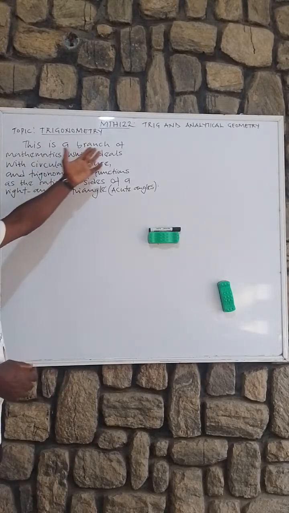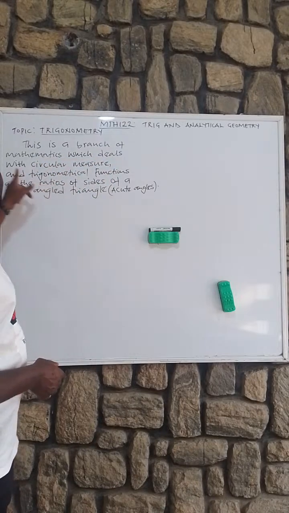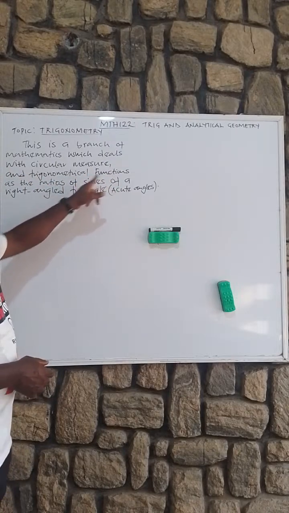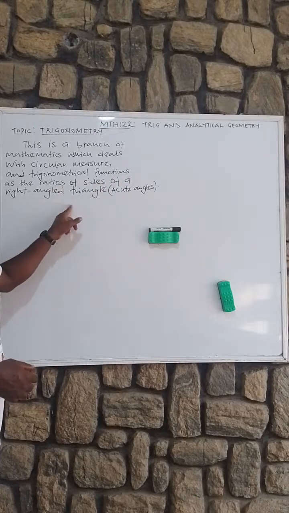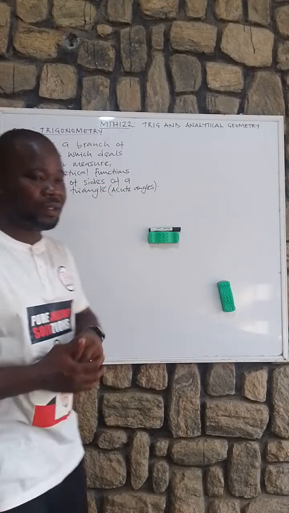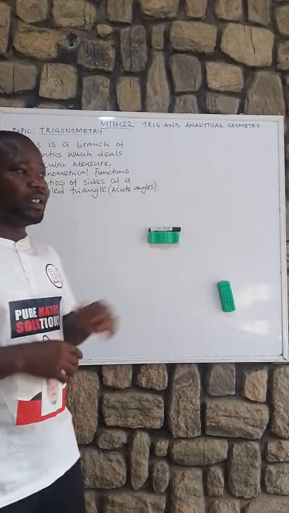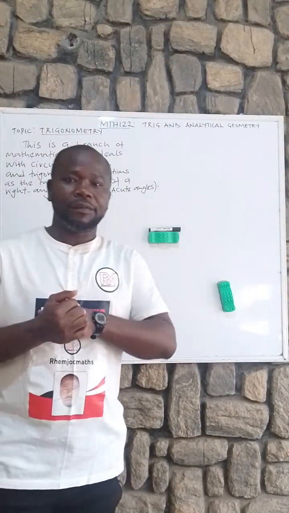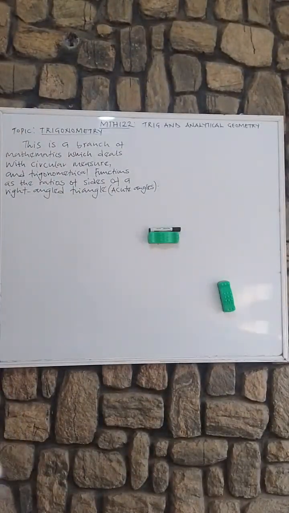Trigonometry is a branch of mathematics which deals with circular measure and trigonometrical ratios as the ratios of sides of a right-angled triangle. Talking about acute angle, right? Okay. So this is the definition, should in case you are asked to define trigonometry. Is that clear? Take note. This is the definition.